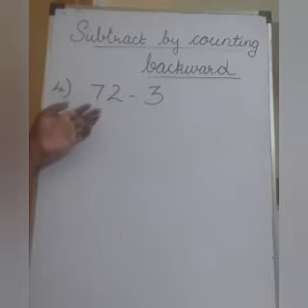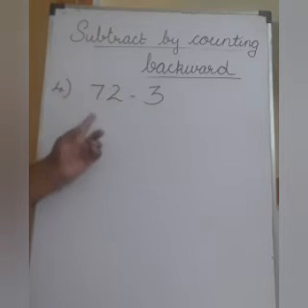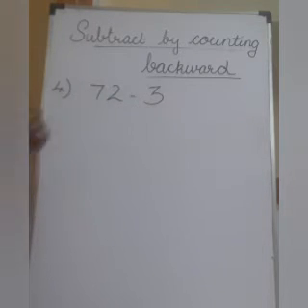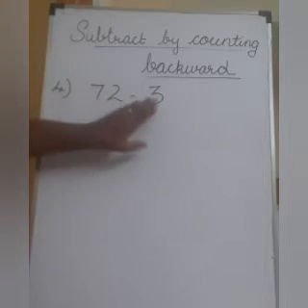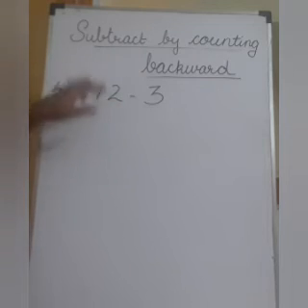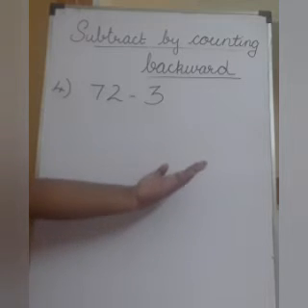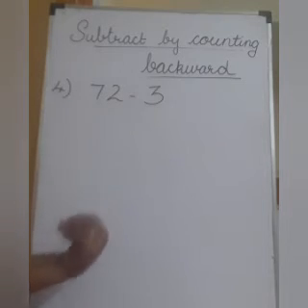Look at this. The next question is 72 minus 3. What is the first number? 72, and the second number is 3. What are we going to do? We are going to do the subtraction by counting backward.